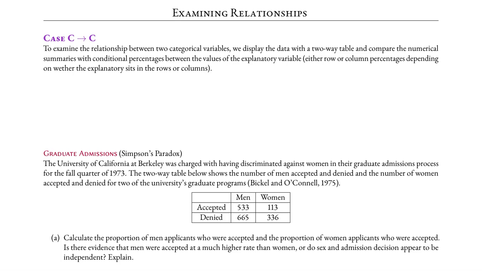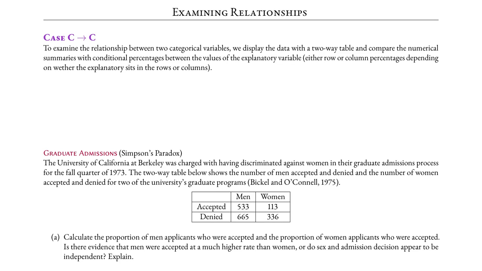Examining relationship case C to C, categorical to categorical. To examine the relationship between two categorical variables, we display the data with a two-way table and compare the numerical summaries with conditional percentages or proportions between the variables of the explanatory variable, either row or column percentages depending on whether the explanatory sits in the row or column.